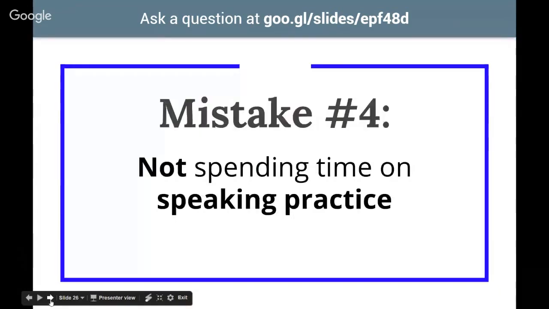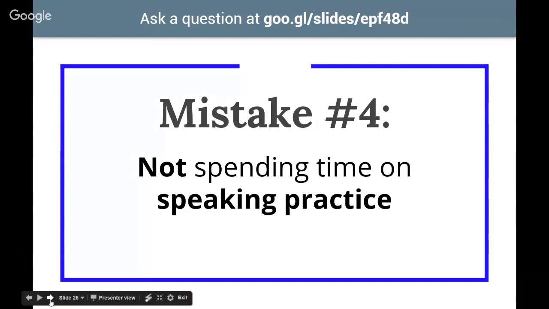Mistake number four is not spending time on speaking practice. And again, this could be because of the tests, right? Most tests are written tests. Or maybe, again, because there are so many students in the classroom.